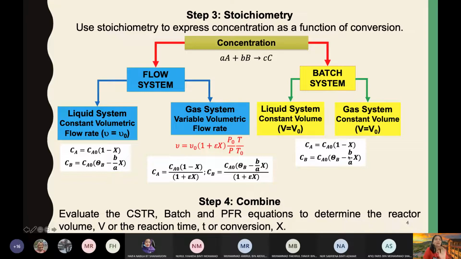So look at the flow system liquid. You can see it is the same: we express CA equals CA0 in bracket 1 minus X, and CB is also CA0 theta B minus b over a X. So it means for CA and CB, liquid flow and batch in both phases are expressed the same way. The difference is for the gas phase flow reactors, or flow systems, where CA is now CA0 1 minus X over 1 plus epsilon X.